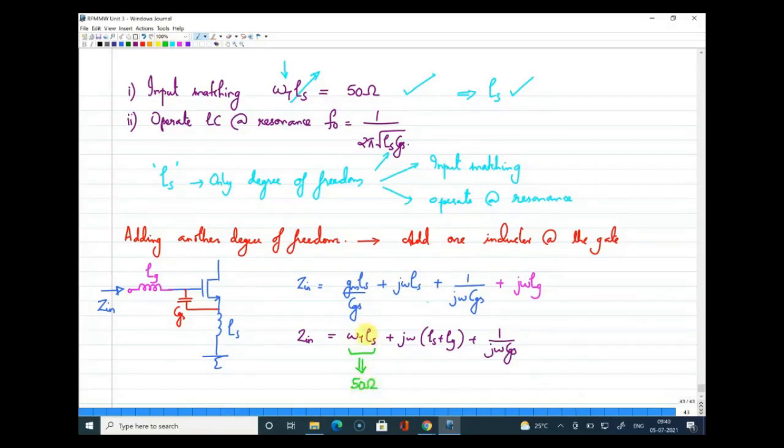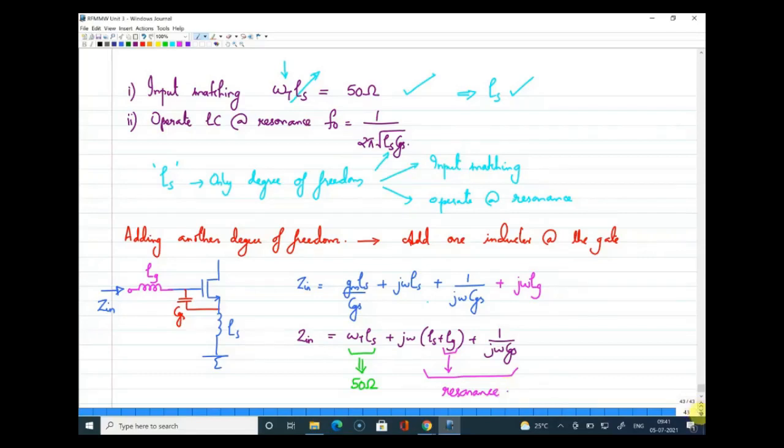And now I also need to operate the L and C in resonance. So I can directly go and vary Lg, such that you can make these two terms operate at resonance, right? So input matching is possible, and I can resonate the LC component also. So I have two conditions here, I have two degrees of freedom, and that is how we have come up with this part of the architecture.